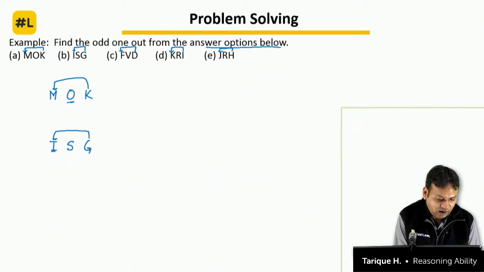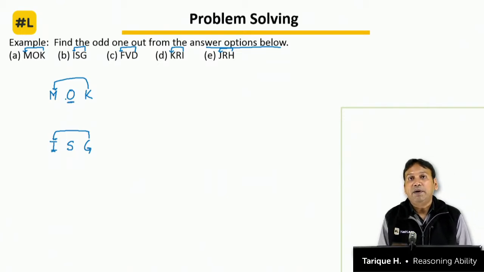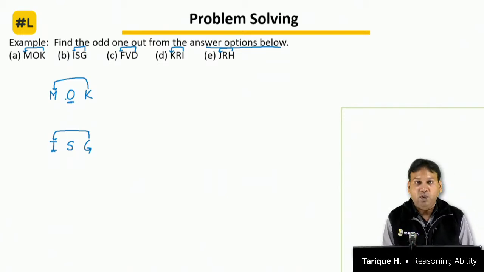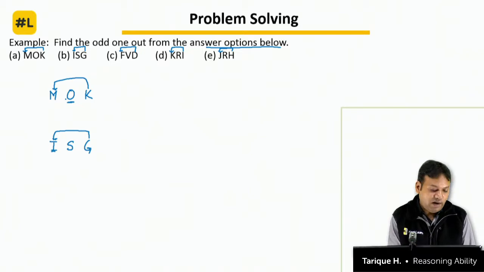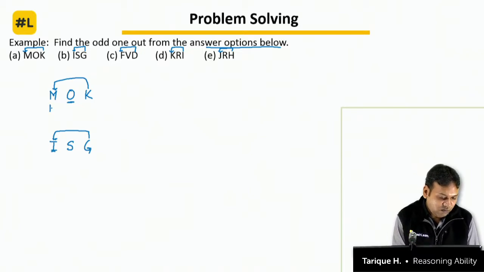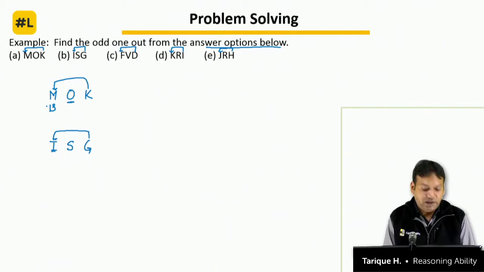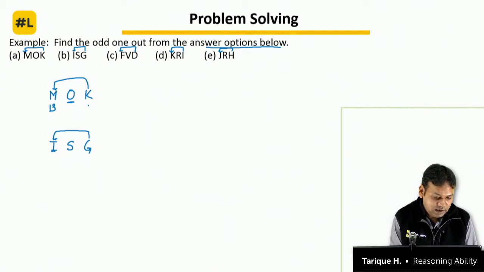Can we find out a relationship between M and K and O? So let's look at the positional value of M. What is the positional value of M? M is the 13th letter because O is 15th, right? And K is 11th letter, and we know O is the 15th letter.